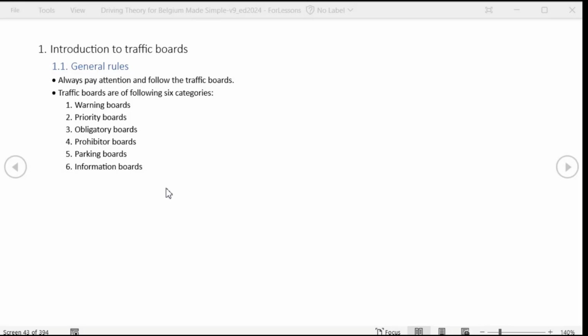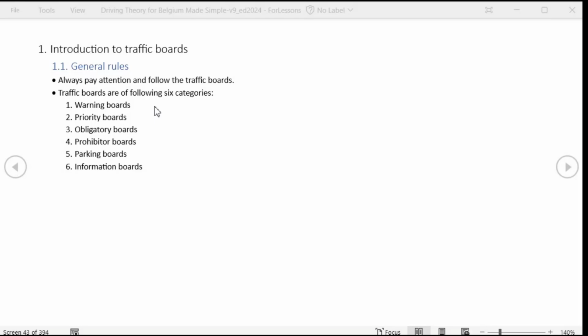So what are these boards? Warning boards warn you that there might be a danger ahead. We will see further how these boards look like, and how we can remember them. Priority boards give you priority at a junction, which lets you know who has to first enter the junction.